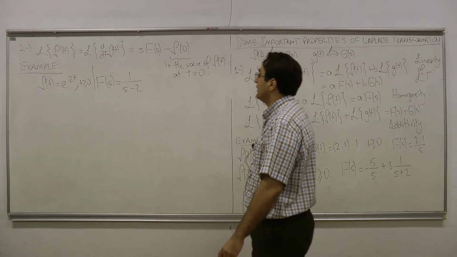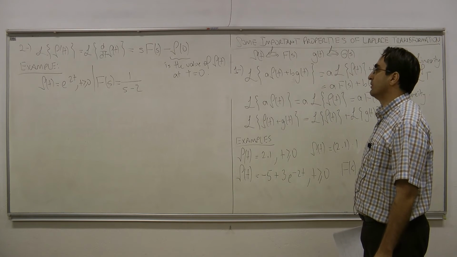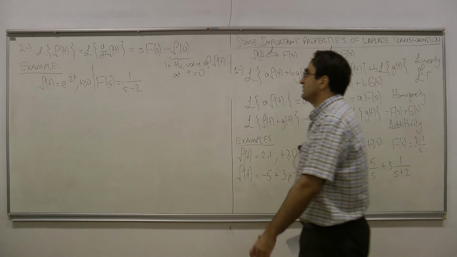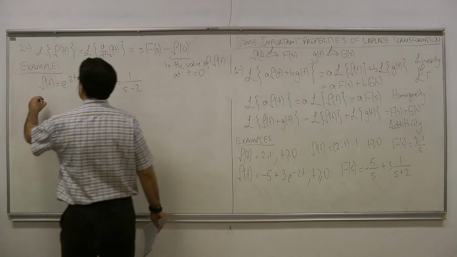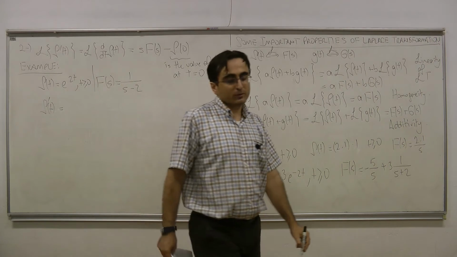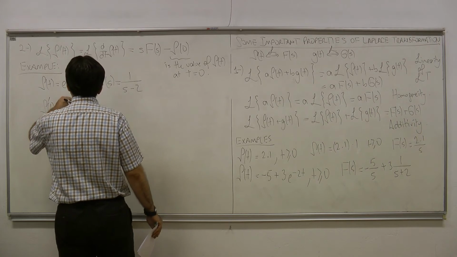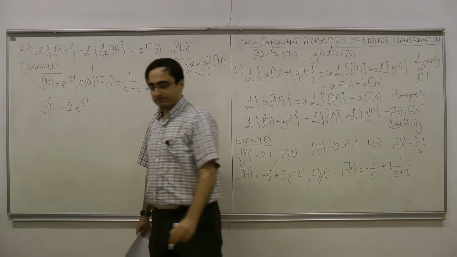Okay? So here we have this Laplace transformation. What is the derivative of this function? F prime of t is going to be the time derivative of this function, and it's going to be 2 times e to the 2t.